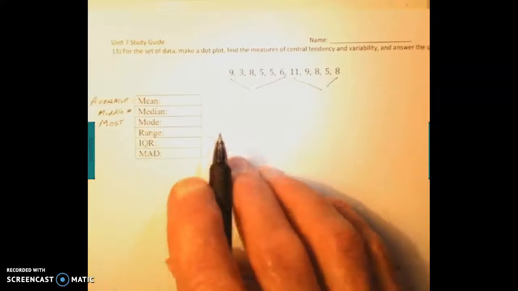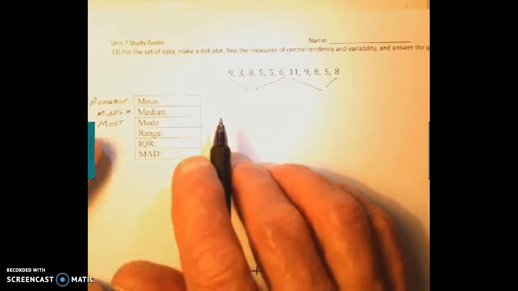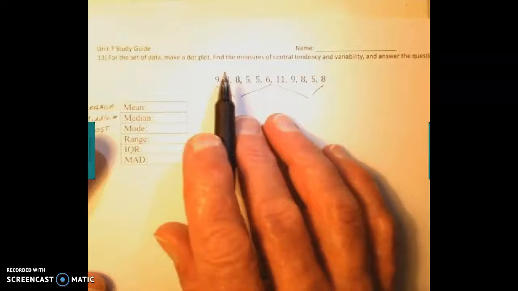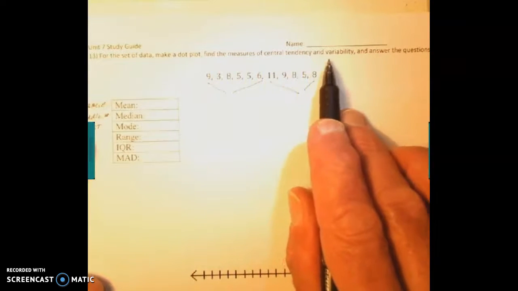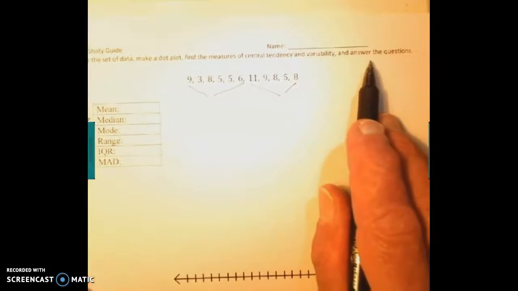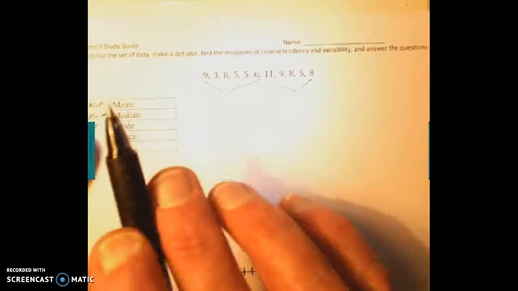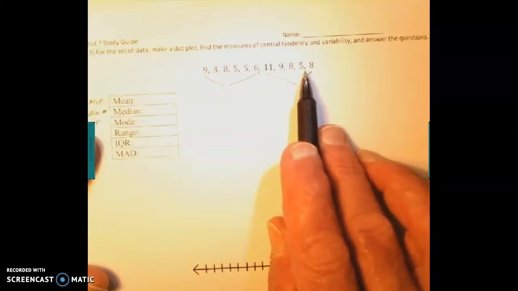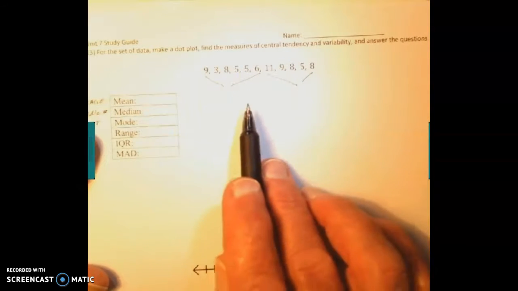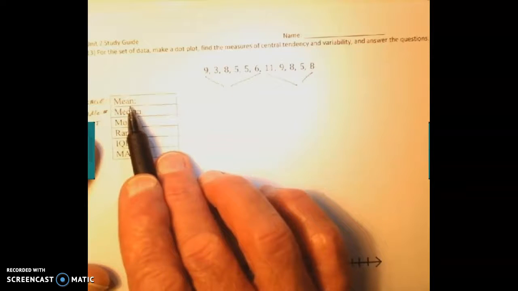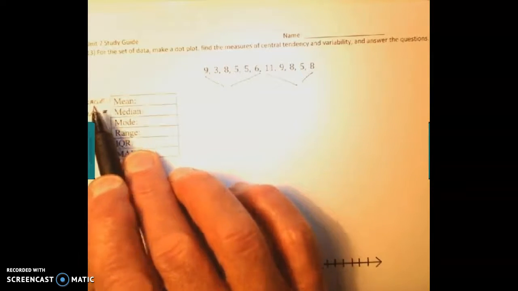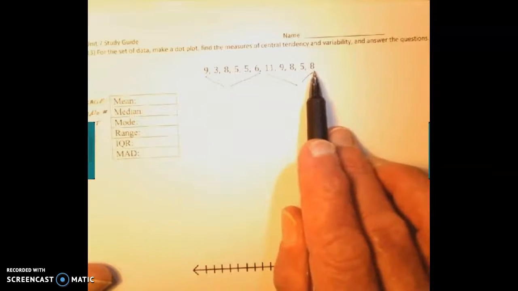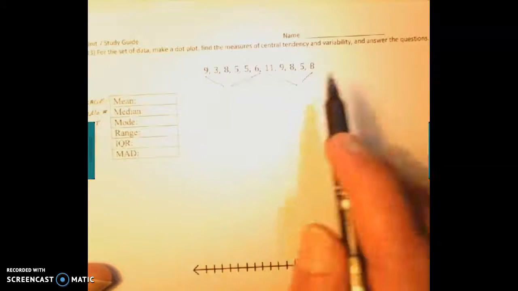Good. Unit 7 Test Study Guide, question number 13. For the set of data, make a dot plot, find the measures of central tendency and variability, and then answer the questions below. From this list of numbers, the only thing I'd really recommend you do is find the mean, which is, again, the average of the numbers.